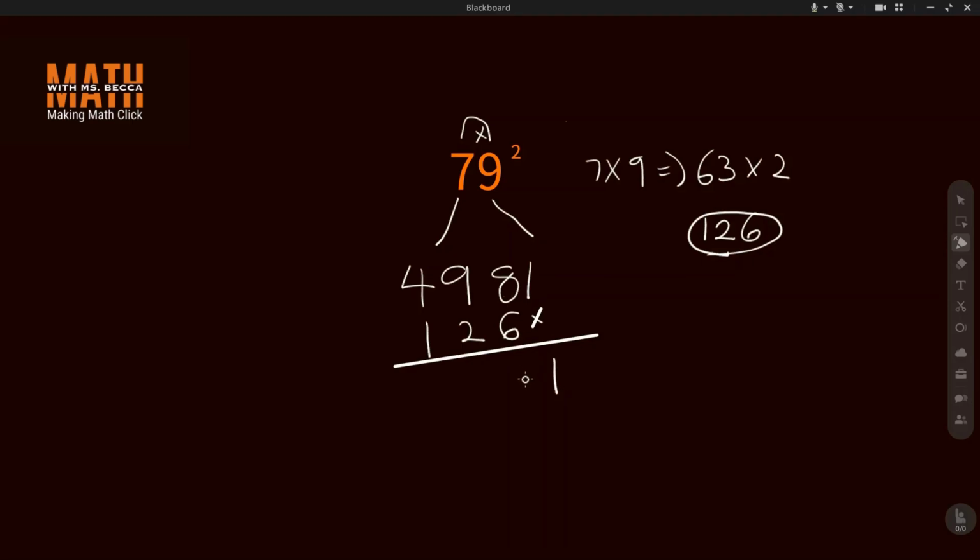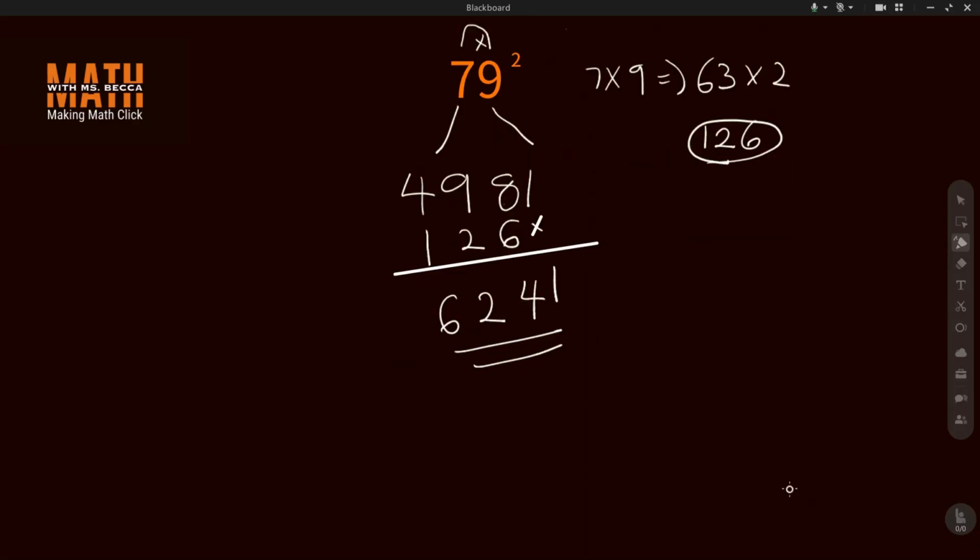Then we add so that we have 1. 8 plus 6 is 14. That's 4. Then 1 plus 9 plus 2 would give 12. Then 1 plus 4 plus 1 will give 6. So the square of 79 is 6,241. You can press your calculator to check.